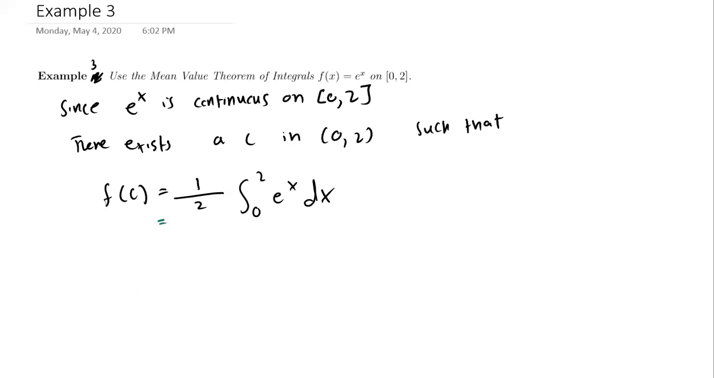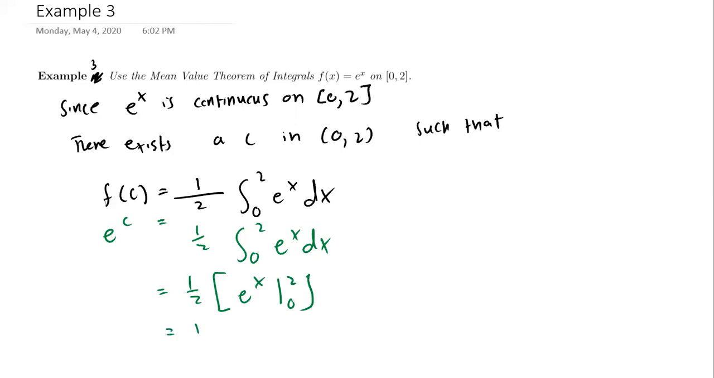So what's f of c? Well, that's e to the c. And here we still have this average value. So we need to simplify this. Okay, so e to the c equals, again, we don't have to worry about the 1/2 for now, an antiderivative of e to the x. Well, the derivative of e to the x is e to the x. So e to the x is an antiderivative for itself. So this becomes e to the x, again, remember the notation, evaluated from 0 to 2.